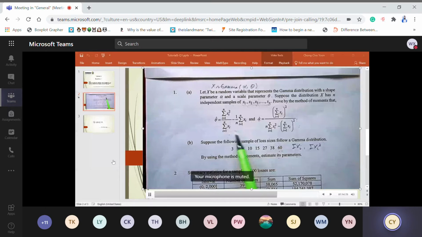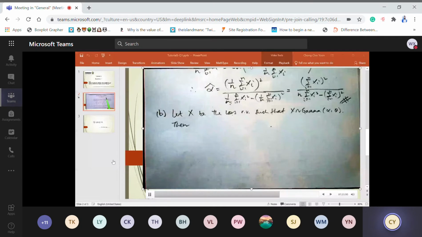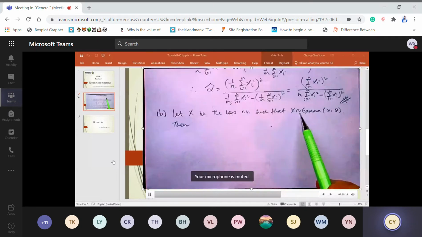Part B. Let x be the loss random variable such that x is gamma distributed with the parameters alpha and theta.